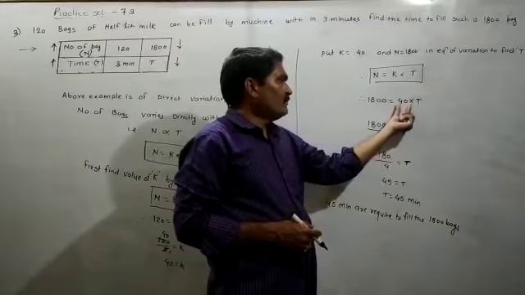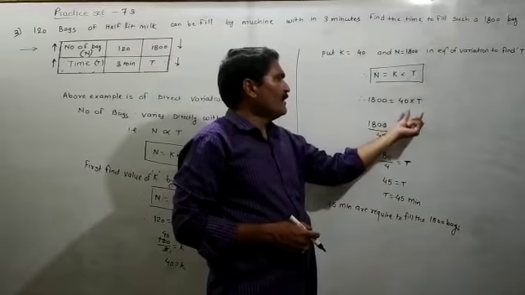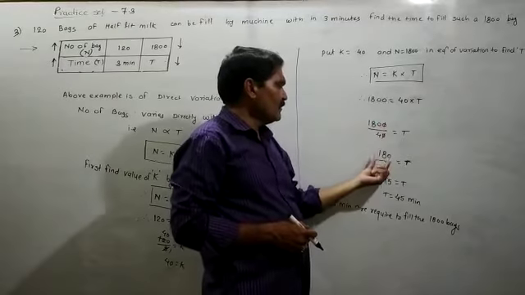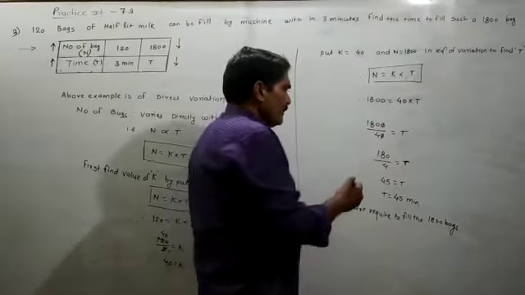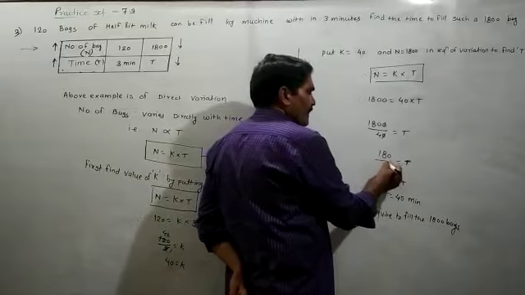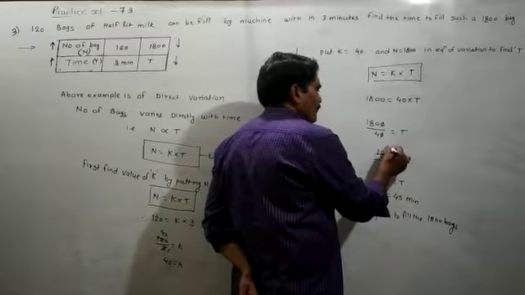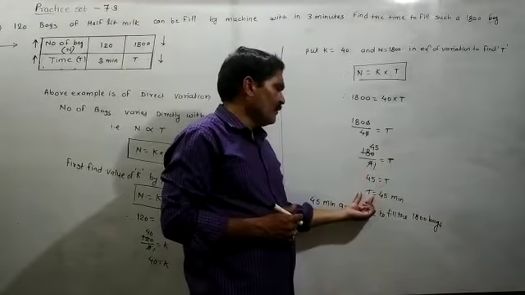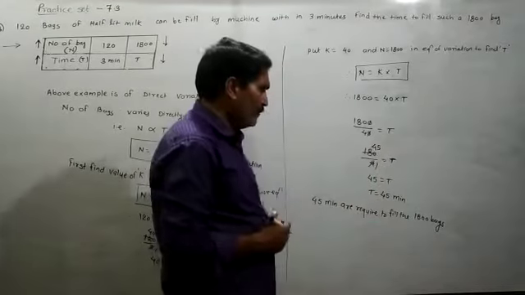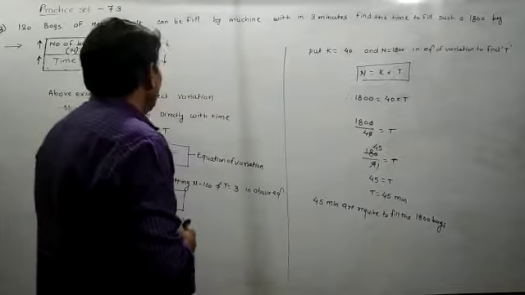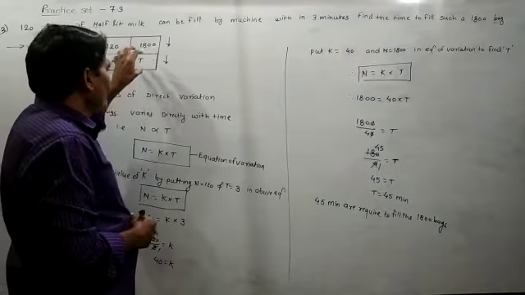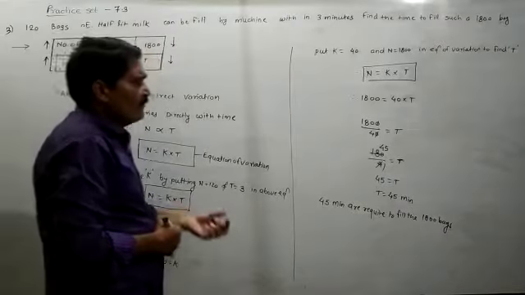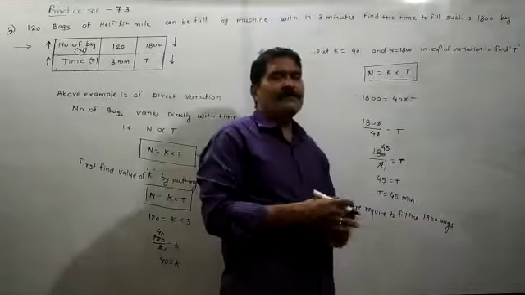So you have to transpose this multiplied by 40 from the right side to the left side. Multiplied by 40 becomes divided by 40. Strike 0. This becomes 180 upon 4. Then if you divide 180 by 4, 4 ones are 4, 4 45s are 180. Therefore T is equal to 45. So T is equal to 45 minutes. So 45 minutes are required. So within 45 minutes, 1800 bags will be filled.